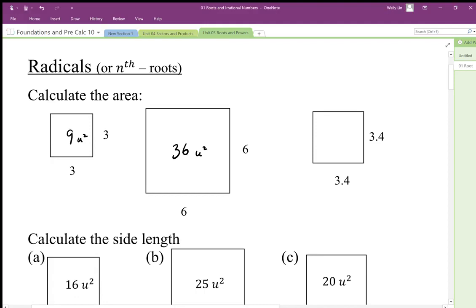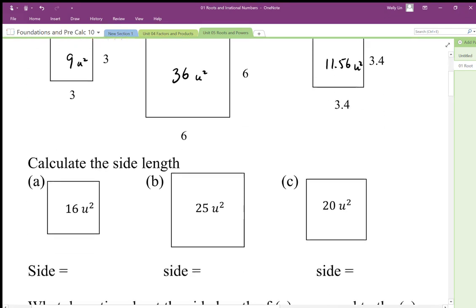So here we have 3.4 times 3.4. When we multiply this together, we get 11.56 squares. Okay, so we don't get quite full squares because the edge lengths aren't whole numbers. We could also get the same area by doing 3.4 squared. And again, squaring is slightly different than multiplication.